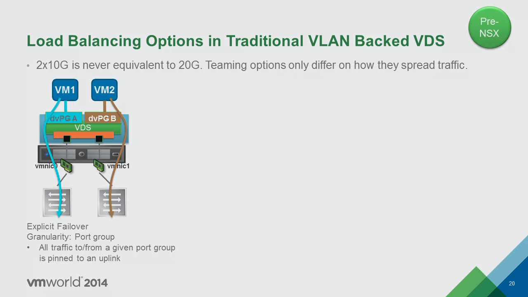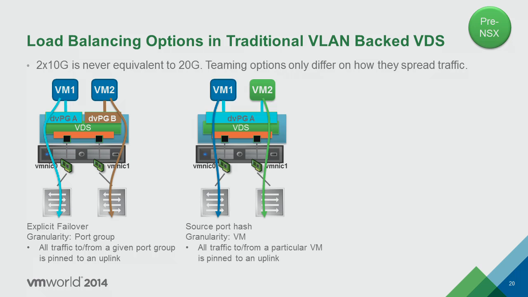So we have this explicit failover mechanism. This has a granularity of a DV port group. We're talking pre-NSX, I forgot to mention. We have this little green tag on the top. So here I'm pinning a DV port group to a particular uplink. And if those DV port groups are generating the same amount of traffic, I'm good. But I can be more granular by pinning VMs to a particular uplink.